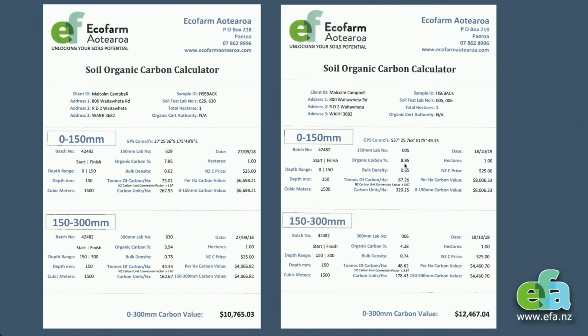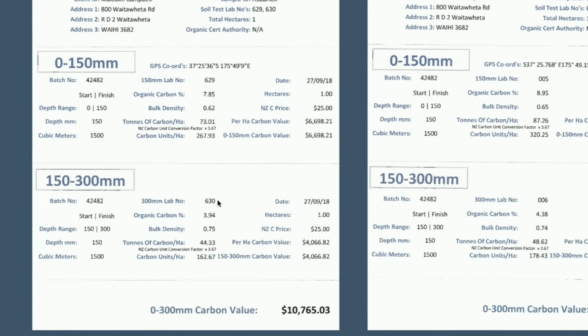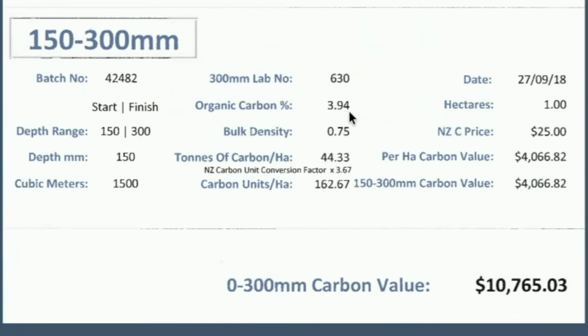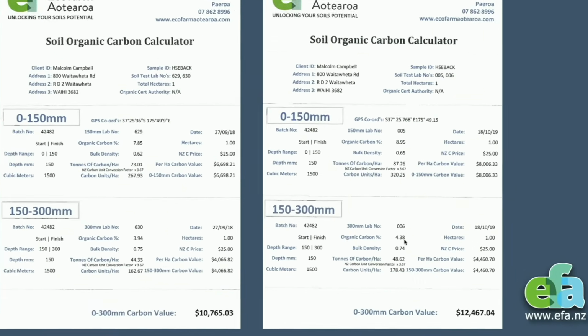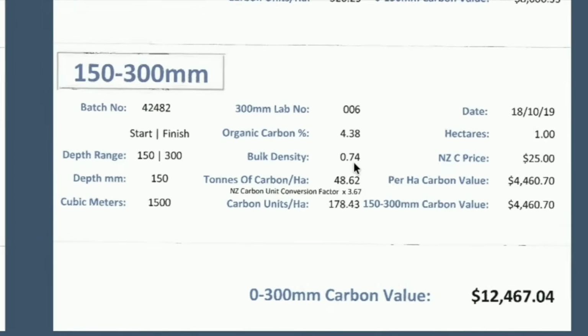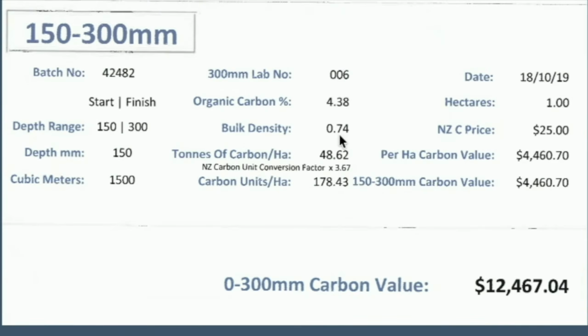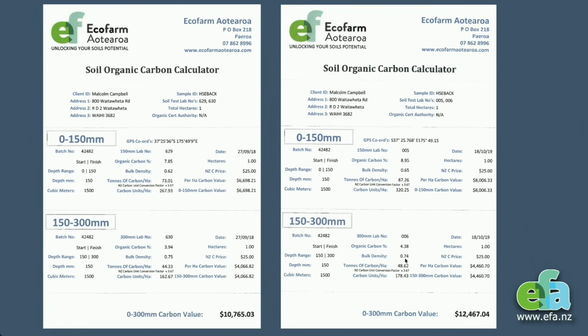And then if we look at the bottom 150 as well, we started at 3.94% organic carbon at 0.75 bulk density, and in that time we went to 4.38, and the bulk density dropped just a fraction. But these numbers are huge when you talk about the increase in tonnes. There's a calculable figure just underneath this: you take the actual carbon and multiply it by 3.67 to get the tonnes of CO2 units.